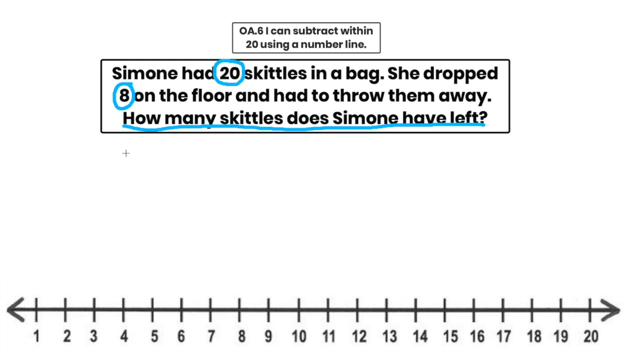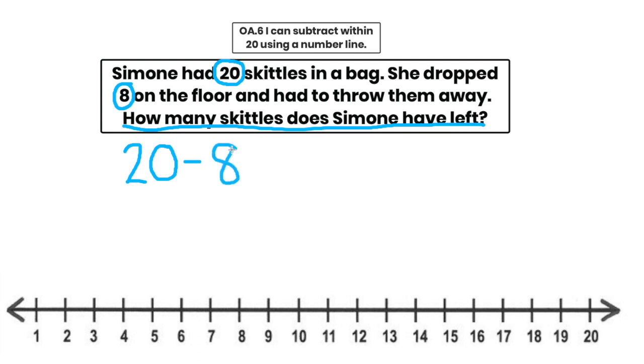That's right, 20. So I will start off with 20. And I remember us saying that we are subtracting. But what's the sign that we use to subtract again? That's right, a minus sign. And I know that I am subtracting 8 because 8 of those Skittles she had to throw away.